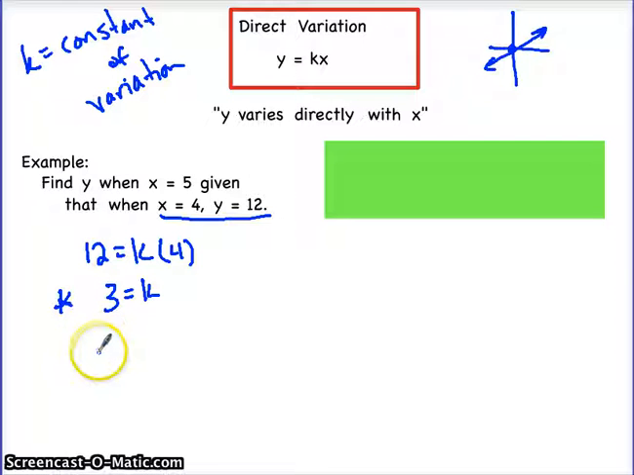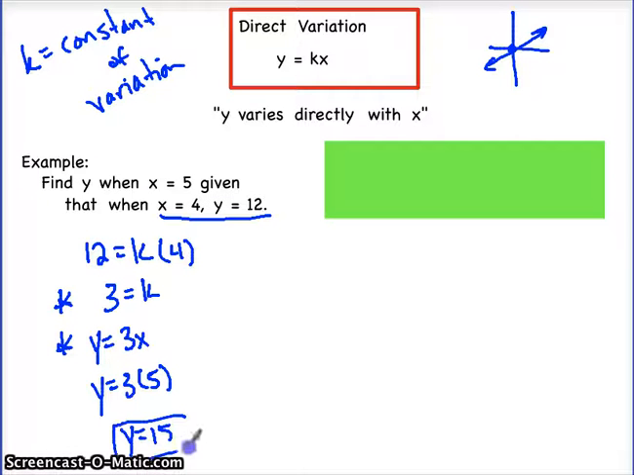Step 2 is you usually want to write your direct variation equation. So y = 3x will be our model. And now I can go back and say, well, find y when x equals 5. So y = 3 times 5, or y will be equal to 15, will be our final answer.